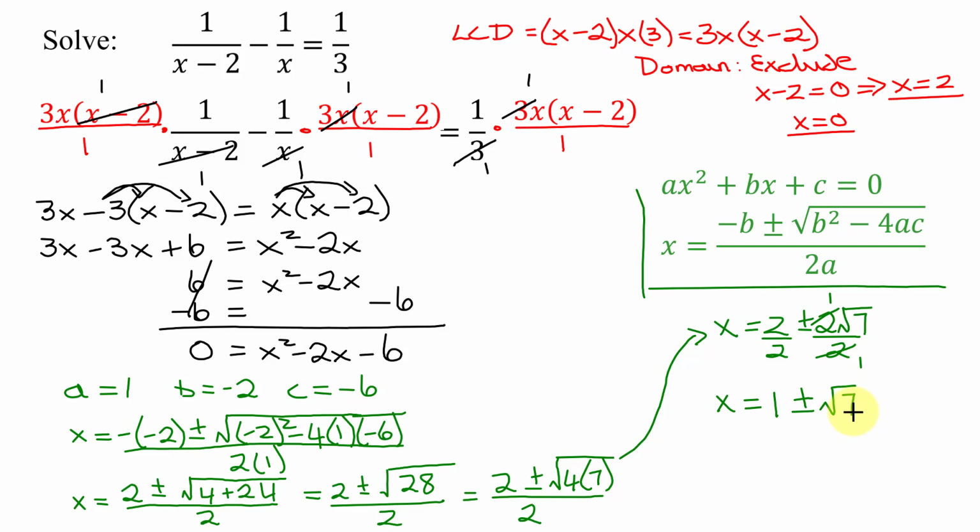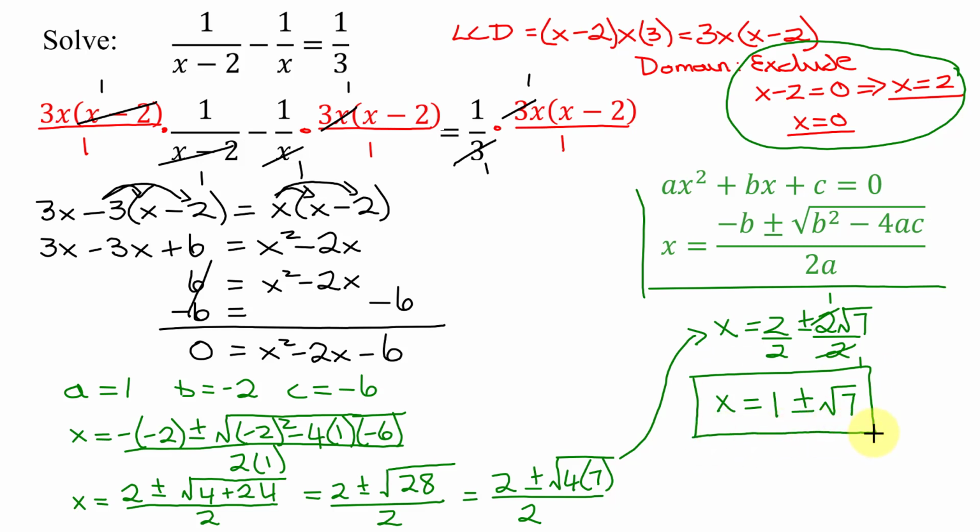But before I'm done, we need to look at what values we had to exclude from the domain. Only 0 and 2. So are these allowed? Yes, these values are in the domain. So this equation has 2 solutions, and if you're asked to write them separately, it's x equals 1 plus the square root of 7, and x equals 1 minus the square root of 7.